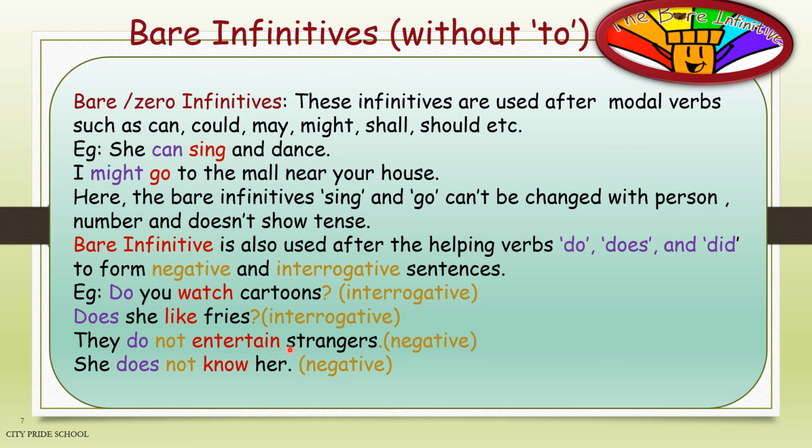They do not entertain strangers. So do is a helping verb, not is a negative word which we have to use in negative sentences, and entertain is the bare infinitive. She does not know her. Does is the helping verb, not is the negative word, and know is the bare infinitive.